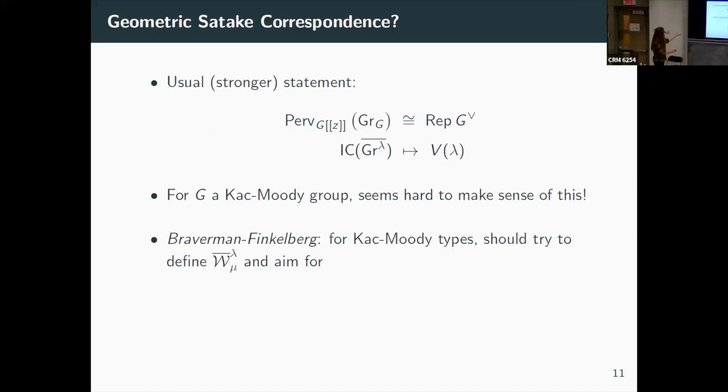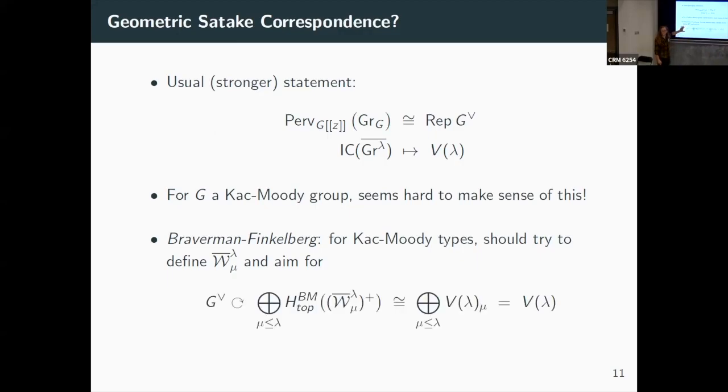But there's this proposal, which I think goes back to Braverman and Finkelberg. Instead, maybe it would make sense to try to define these Affine Grassmannian slices. We might have better luck doing that. Well, in fact, it seems that we have better luck doing that, and aim for this statement instead, the previous one. Okay, so you don't try to make an Affine Grassmannian, rather you try to build all these slices and put them together to make the statement.